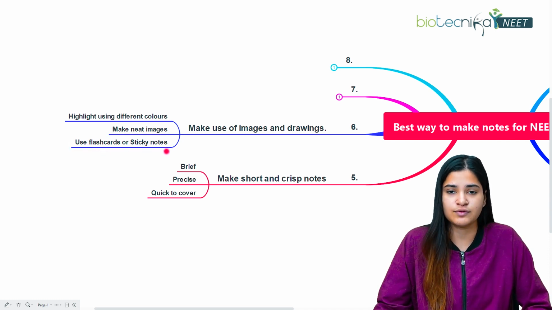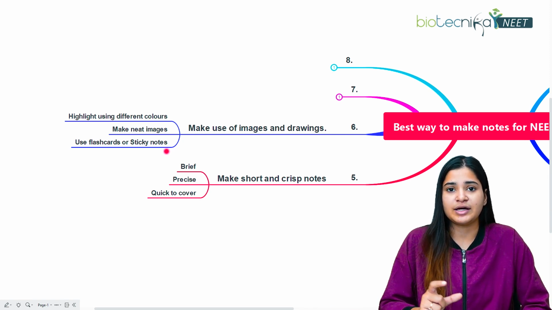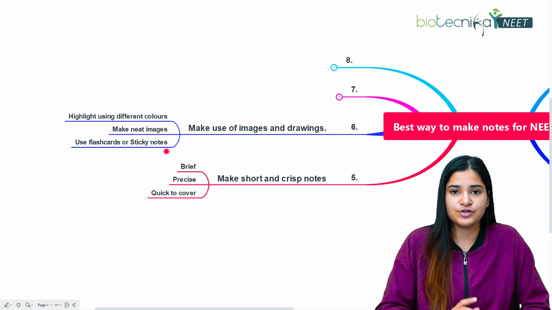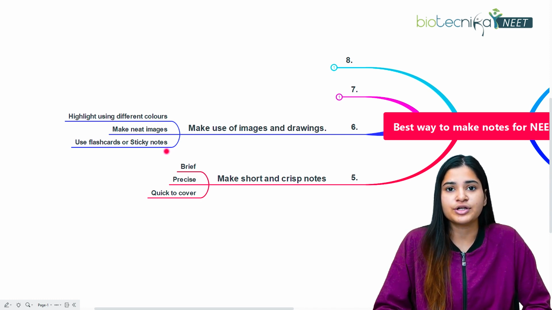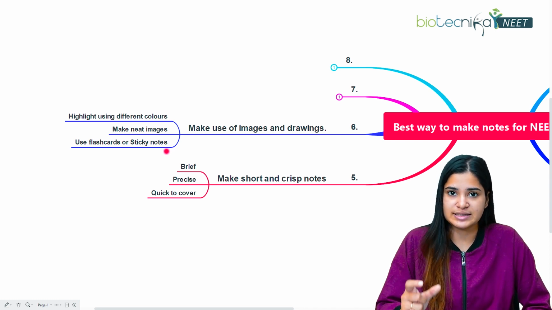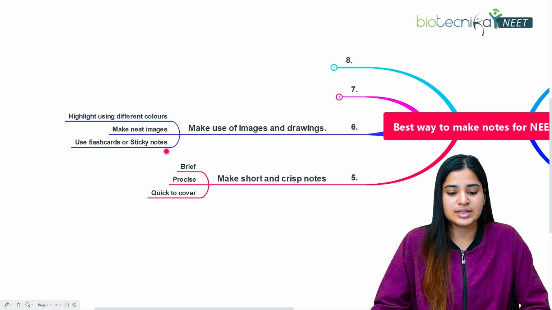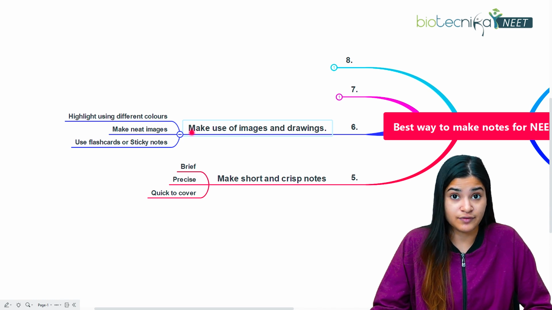If you want to remember some point, like some anatomy structure only, you can make a word for that, and you can use a flashcard or a sticky note and paste it near the diagram. Any important information that you're inferring from the diagram later, you can put as a sticky note there. So these are the things that will make your notes more attractive, more informative, and help you recover it more.